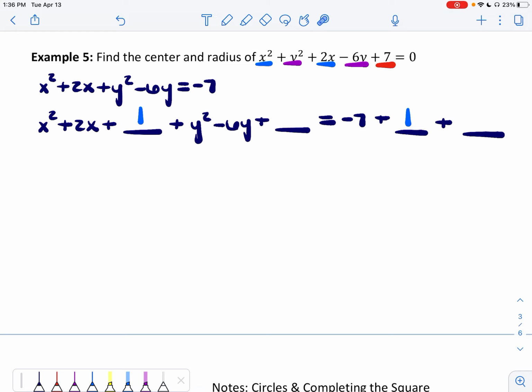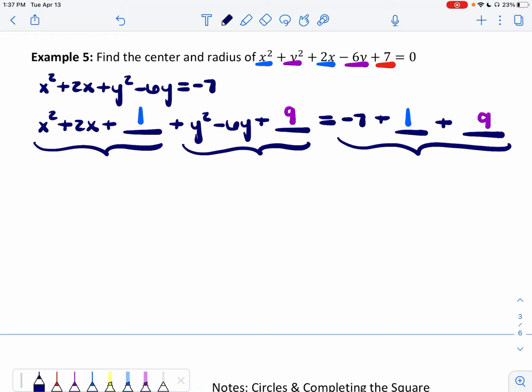Okay. All right, so then with the y's, we have a negative 6 as our b term. So negative 6 divided by 2 is a negative 3. Negative 3 squared is a positive 9. So I'm going to add a 9 to both sides to complete the square on our y. All right, so then factoring and combining like terms on the right, we would come out with (x plus 1) quantity squared plus (y minus 3) quantity squared is equal to 3.